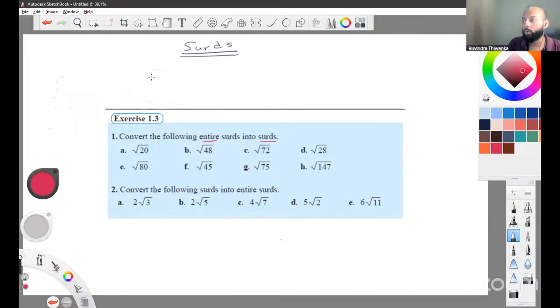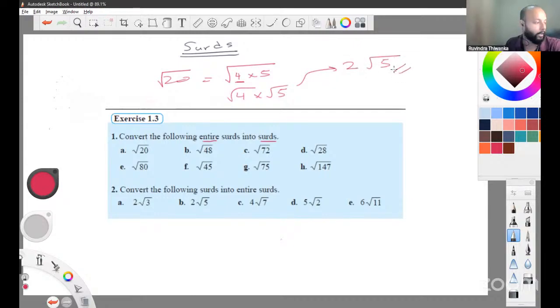if I just take root 20, this first one, root 20, we can write it as 4 times 5, right? Try to make a perfect square number inside. Otherwise, you can't make it as a surd. So root 4, you can write it as 2 root 5. You don't need to write all these steps. 2 root 5 is the correct answer. Just like that, try to do all these questions.